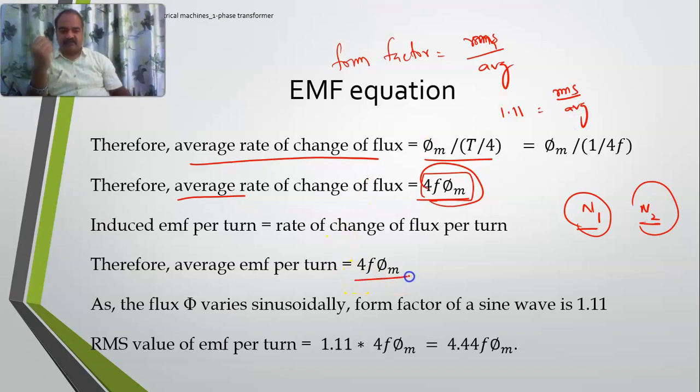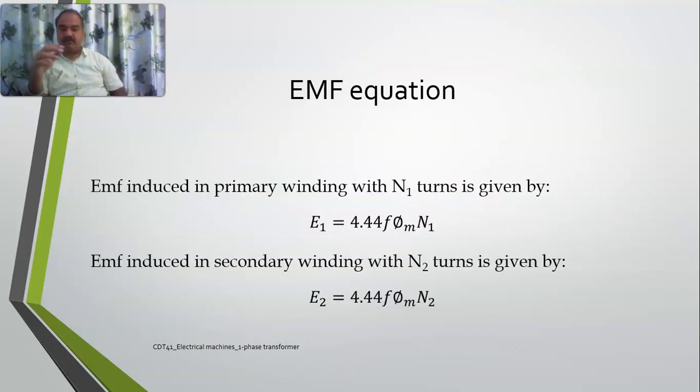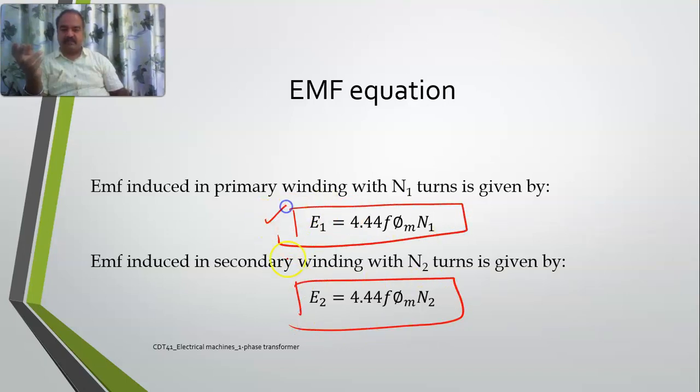Initially it was 4f phi m. If I multiply it by 1.11, I will get the RMS value of EMF per turn: 1.11 into 4 into f phi m, which is 4.44 into f into phi m. If you have N1 turns, it becomes into N1. If you have N2 turns, it becomes into N2. So these are the EMFs induced in the primary and secondary windings of the transformer. Try to remember the formula: E1 is equal to 4.44 f phi m N1. This is frequency, this is the maximum amount of flux, and this is the number of turns.